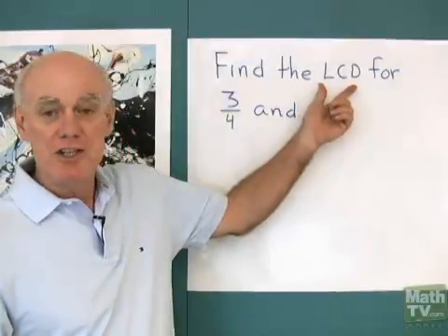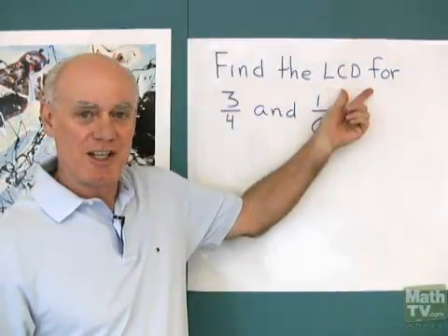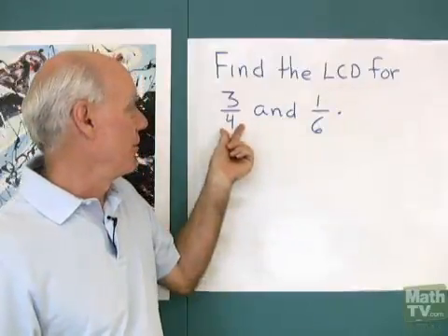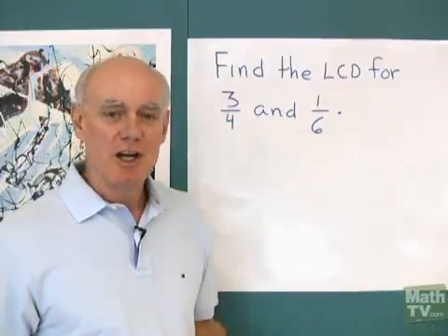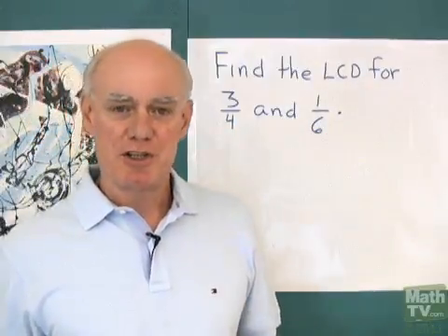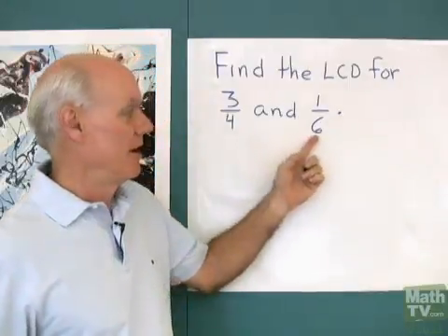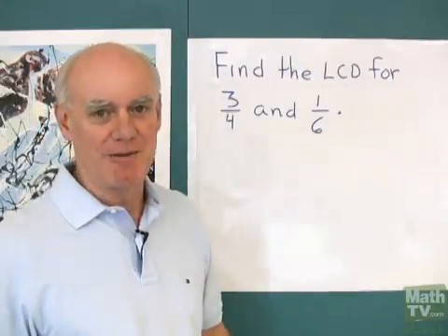We want to find the least common denominator. That's what LCD stands for, least common denominator for 3/4 and 1/6. So that's the smallest number that's divisible by both 4 and 6, the two denominators that we have right here.